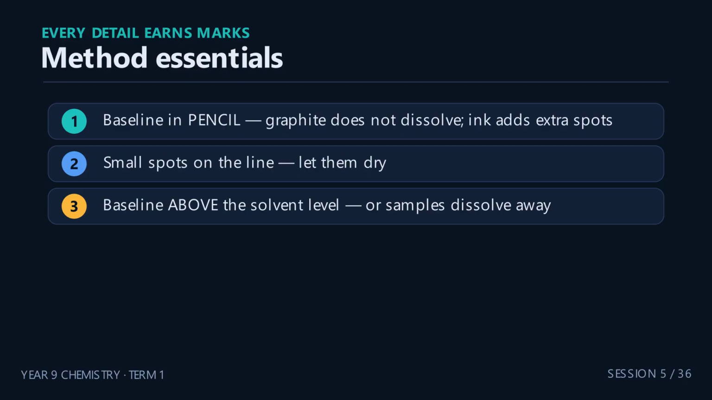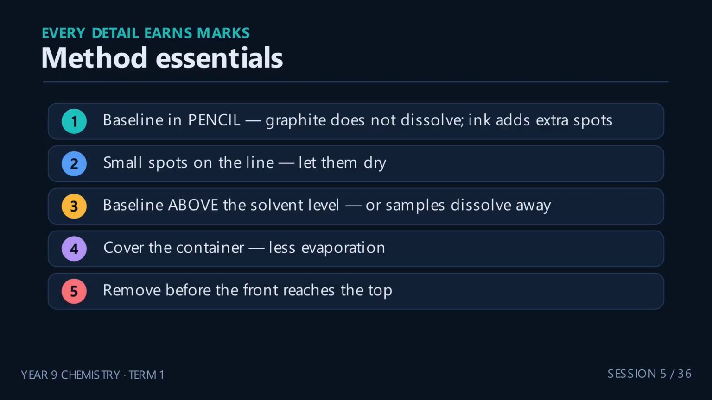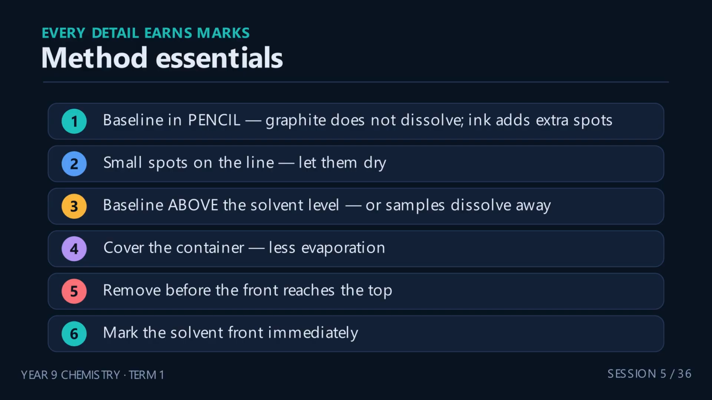3. Stand the paper in the solvent, with the baseline above the solvent level. Otherwise, the samples just dissolve into the solvent instead of moving up the paper. 4. Cover the container to reduce evaporation. 5. Remove the paper before the solvent reaches the top. And 6. Mark the solvent front immediately before it dries invisible.